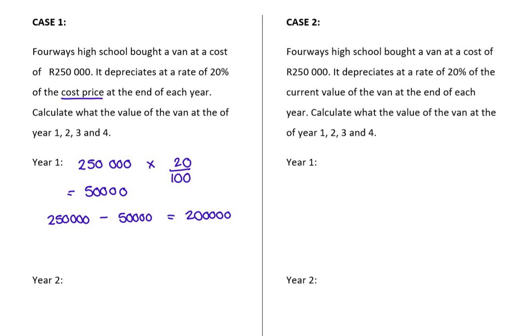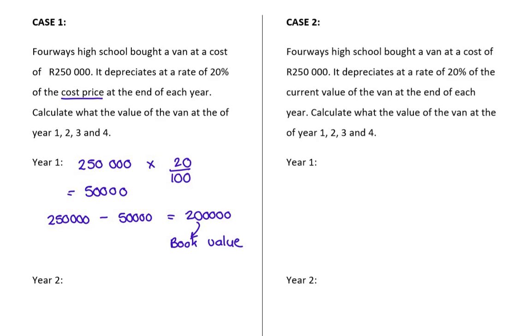Now that is actually called the book value. So you probably would have heard about this term in cars. It's a book value. It basically comes from the idea of what is the value on the books of that car, as in talking about financial accounting books. So the book value of this van at the end of the first year would be 200,000 Rand.